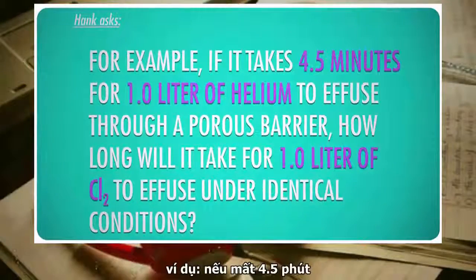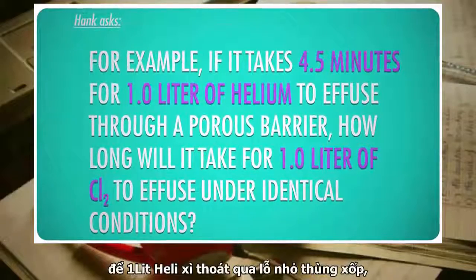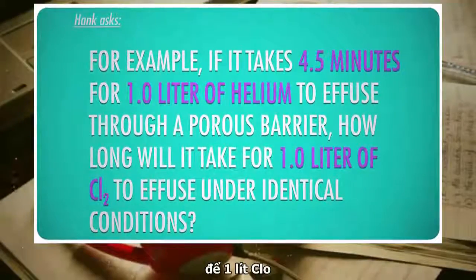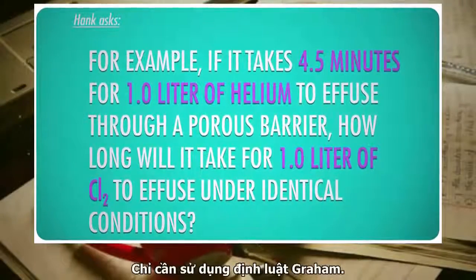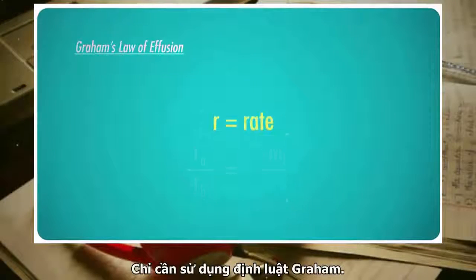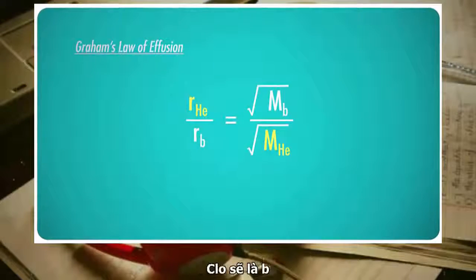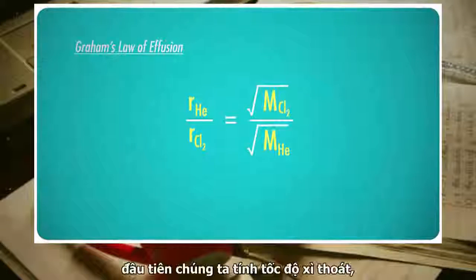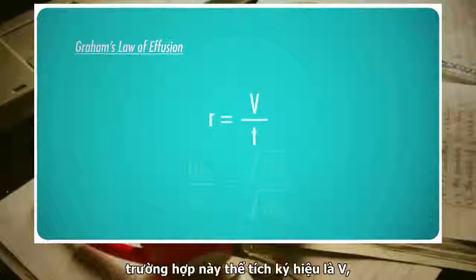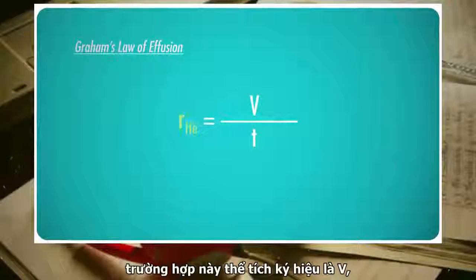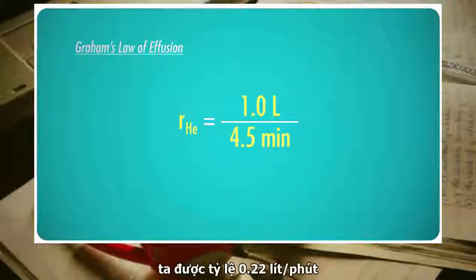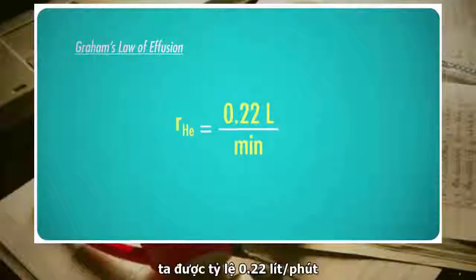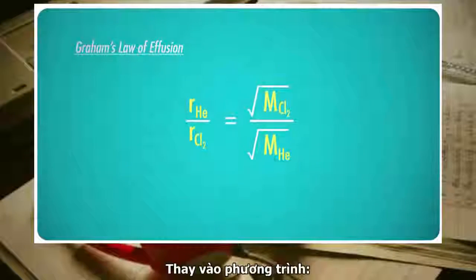For example, if it takes 4.5 minutes for 1.0 liter of helium to effuse through a porous barrier, how long will it take for 1.0 liter of chlorine to effuse under identical conditions? All we need to figure it out is Graham's law. Let's make the helium gas A, and chlorine will be our gas B. First, we have to find helium's rate of effusion. In this case, we're using volumes with a capital V. So for helium, 1.0 liter in 4.5 minutes gives a rate of 0.22 liters per minute. So we plug that into the main formula.